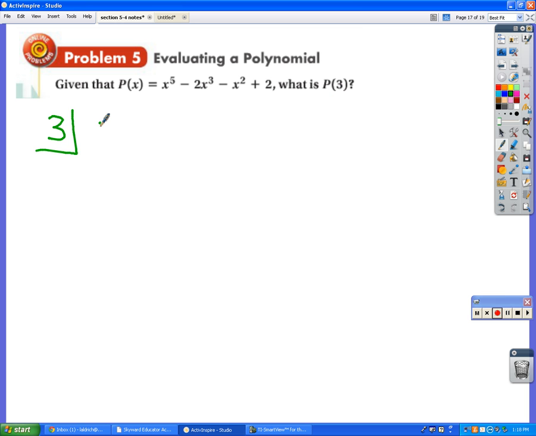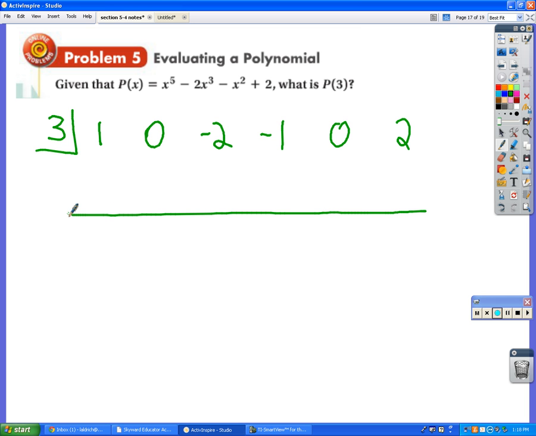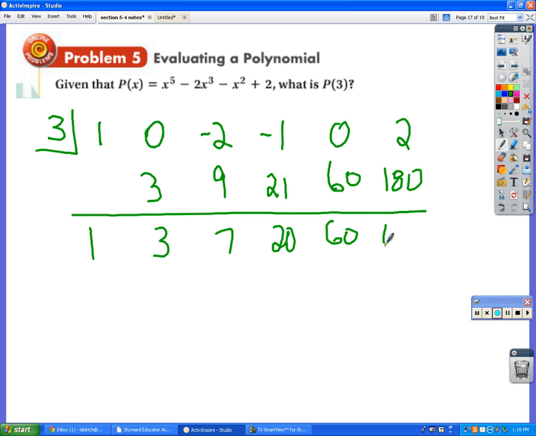Now I do the same thing. I have 1x to the 5th, 0 x's to the 4th, negative 2x cubed, negative 1x squared, 0 x's, and then 2 on the end, okay? So 1, 3, 3, 9, 7, 21, 20, 60, 60, 180, 182.